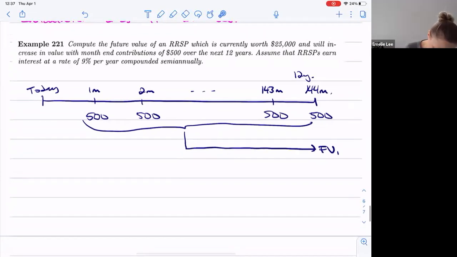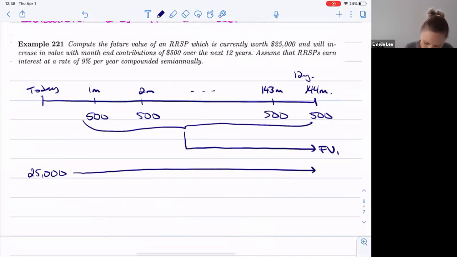So we started with 25,000 here. Now the difference is there are no payments here. So this 25,000 is just a normal compound interest problem. We invest some money, it sits there for 12 years. How much do we have at the end? Versus this future value, which is an annuity. And so we would need to use two different formulas, but we're not doing this by hand. We're doing it on our calculator.